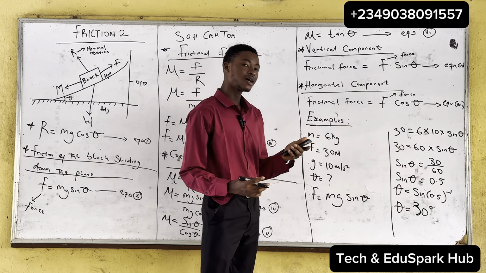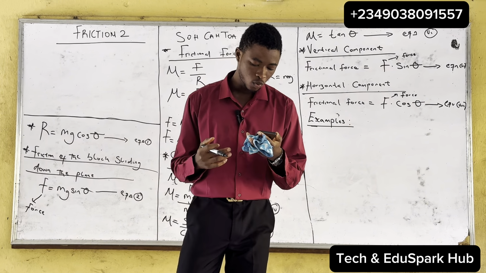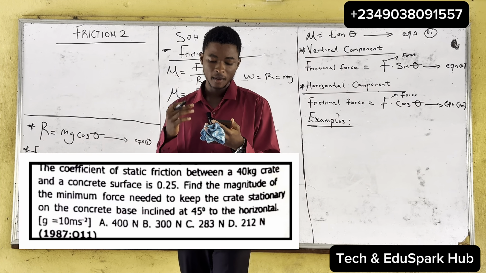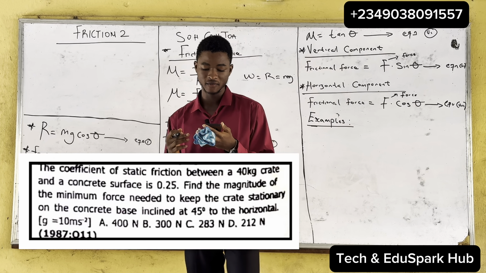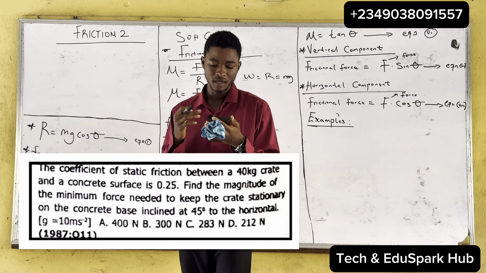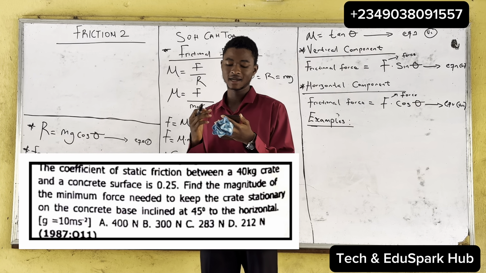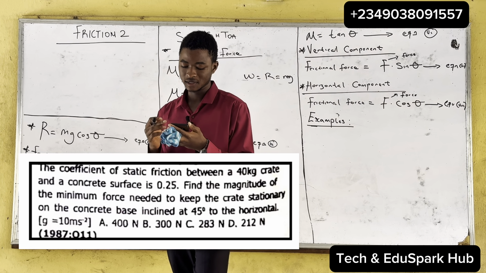And this is our final answer to questions of this type. Another example, as displayed on the screen, says that the coefficient of static friction between a 40 kg crate and a concrete surface is 0.25. Find the magnitude of the minimum force needed to keep the crate stationary on the concrete base inclined at angle 45 degrees to the horizontal, taking g to be 10 meters per second squared.